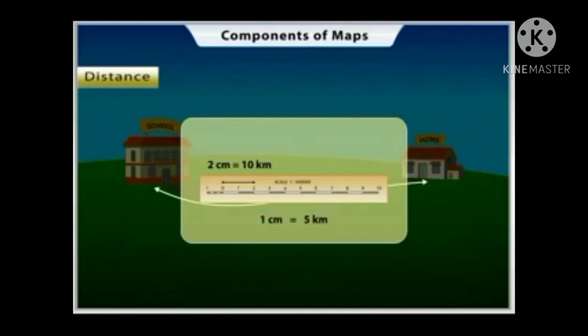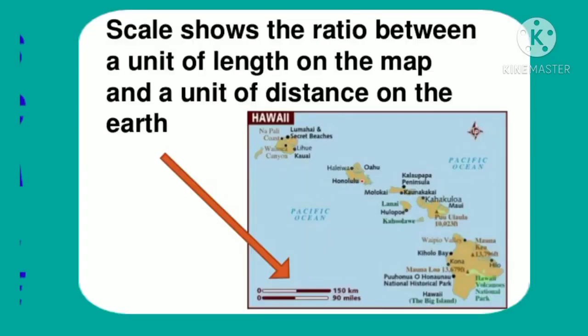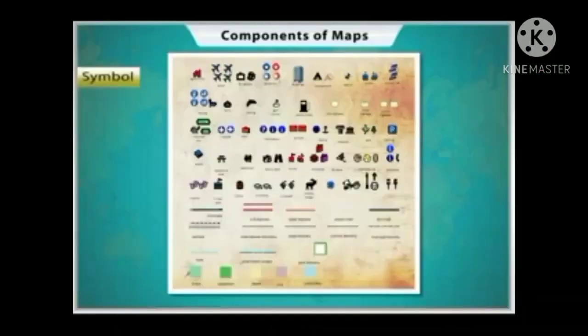And if you know the scale, you will be able to calculate the distance between any two places. Now you can easily define scale. Scale shows the ratio between a unit of length on the map and a unit of distance on the earth. The third important component of map is symbols.